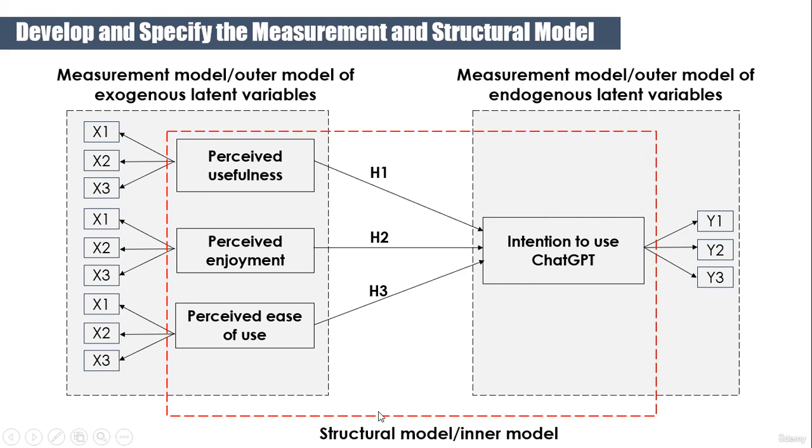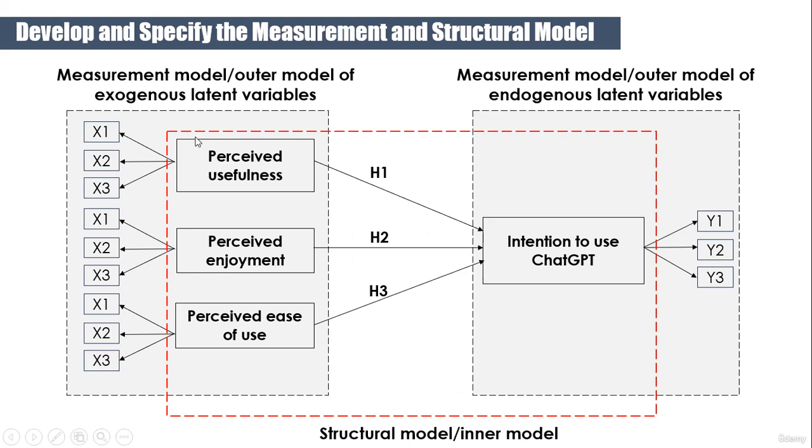But the inner model, the red marked one, that means the relationship between the constructs themselves or the hypothetical relationship, is called the structural model or inner model in Smart PLS or in PLS-SEM. So I think it is very easy to understand by seeing this graph. The relationship between items and construct is the measurement model. The hypothetical relationship or the dependence relationship that we have drawn among the latent constructs is called the structural model or inner model.